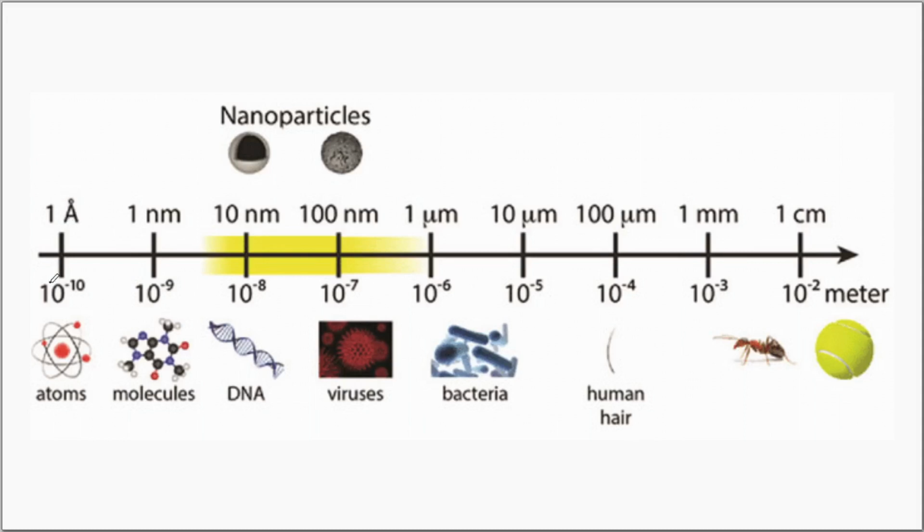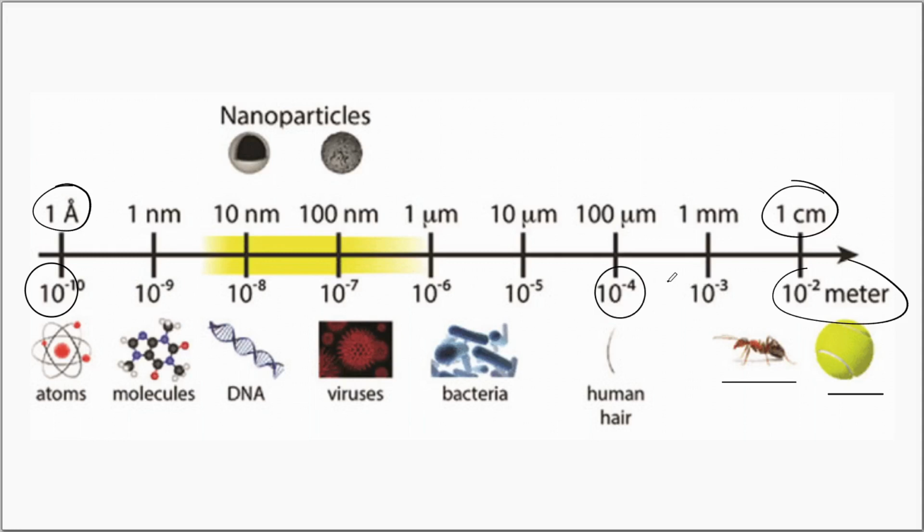Here we are representing 10 power minus 10 meters on the extreme left side and 10 power minus 2 meters on the right side. The left side corresponds to 1 angstrom and the right side corresponds to a centimeter. We use the centimeters to represent the diameter of a tennis ball. Similarly, an ant will be about 5 millimeters, so we express the length of the ant in millimeters. A human hair will be about 10 power minus 4 meters, so we use roughly 100 micrometers.